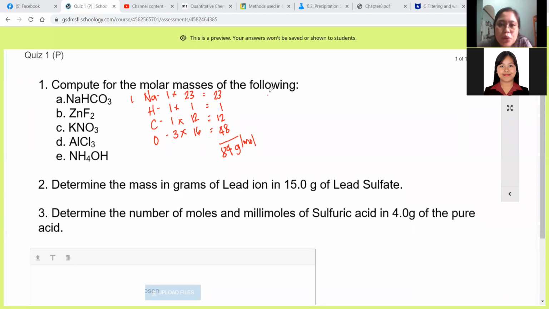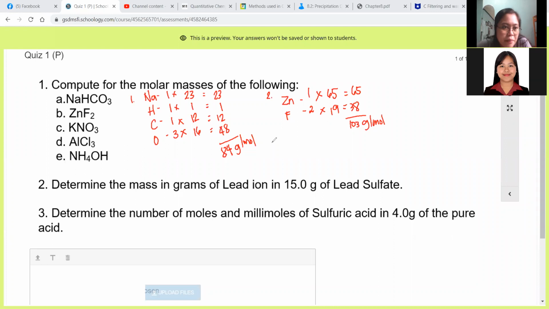Now for number 2, how do you read ZnF2? Zinc fluoride. Okay, very good. Zinc fluoride, zinc and fluorine. So you have 1 zinc and 2 fluoride. What is the atomic weight of zinc? 65. Okay. So this is 65. And 19 for fluorine. So this is 38. 65 plus 38 is 103 grams per mole.